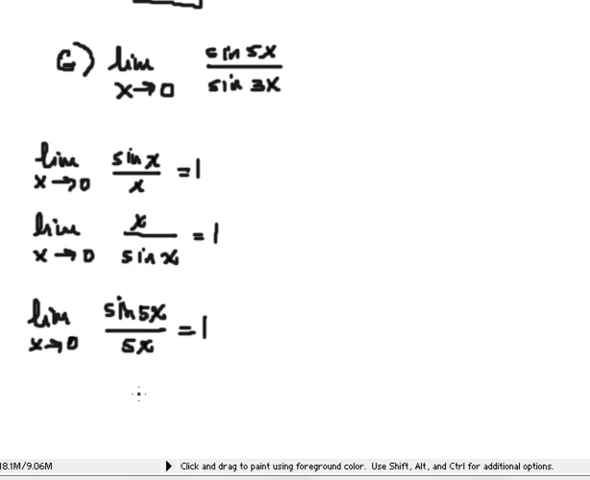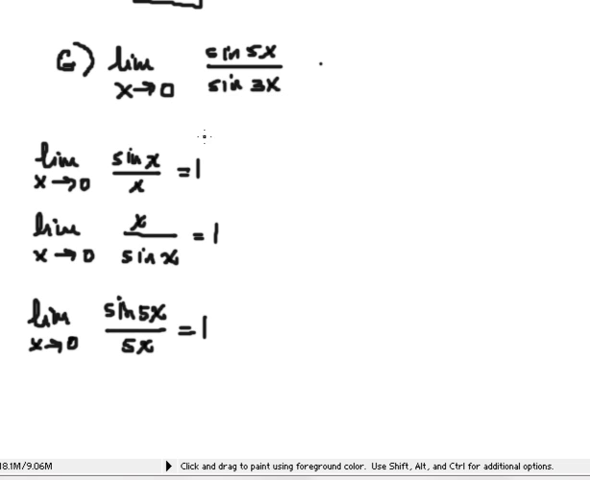Okay, so let's try to finish this. Part G, I think A, B, C, D, E. We skipped F, but okay, here we have part G. We're taking the limit as x goes to 0 of sine 5x over sine 3x.